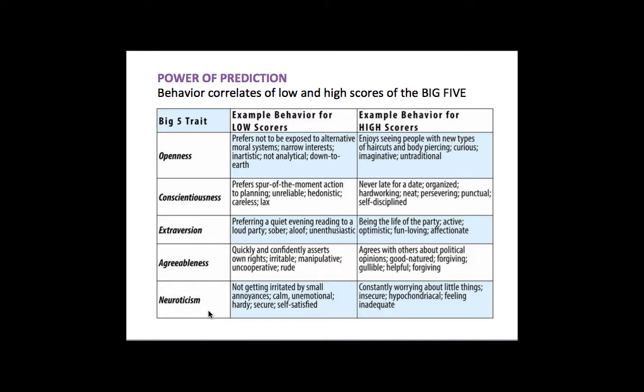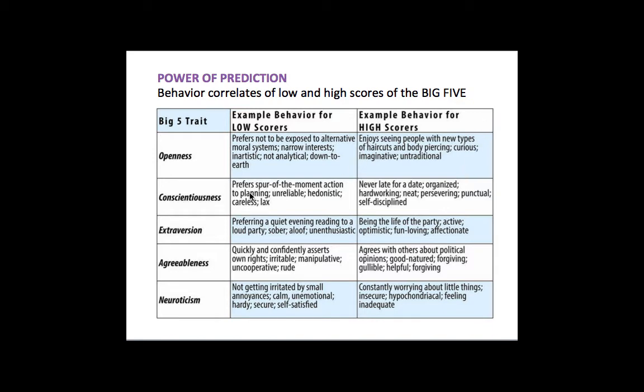better, right? So we can see that people who score lower on openness, they don't like to be exposed to alternative moral systems. They have a narrow band of interests. They're not particularly interested in the arts, and this is really low scores. People often are in the middle, remember. And they're very down to earth and very traditional. So think about the most ultra traditional person you know. And then high scores, think about the most creative, abstract thinker, willingness to try new things that you know, right?